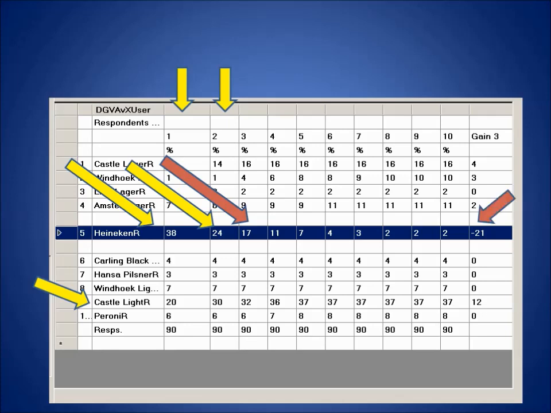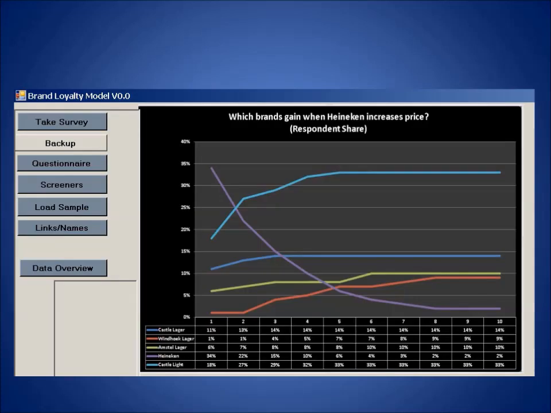Here we just calculate what the gains and losses are. Heineken, within 2 price increases, would lose 21 of the 38% it had, and of that 12 will go to Castle Light, which is now up to 32%.